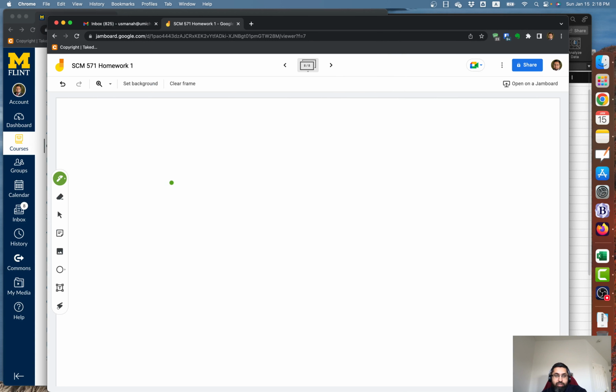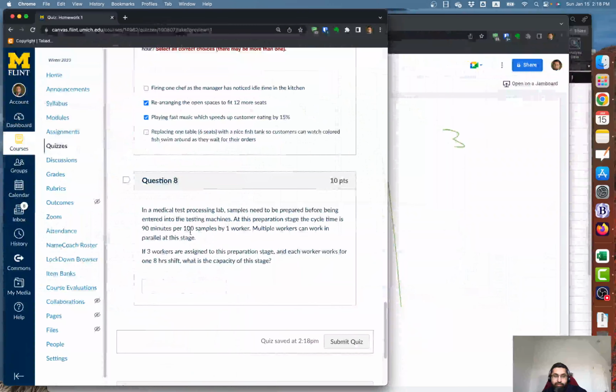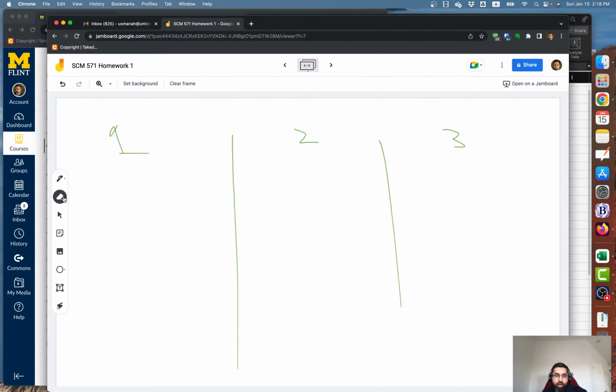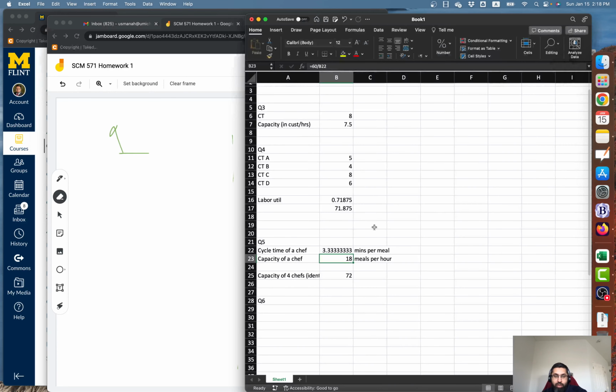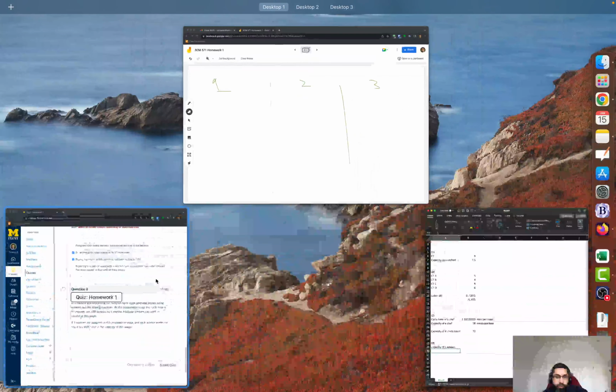So let's do this. First up, we have 3 workers, right? So we have worker 1, worker 2, worker 3. There's no hint in the question that the workers work at different speeds. They are working at the same speed, 90 minutes per batch of 100. So we can just find the capacity of one worker and multiply that by 3 to get the capacity of the whole system. So for question 8, we need to find the capacity of one worker and then multiply that by 3. So what's the capacity of a worker?